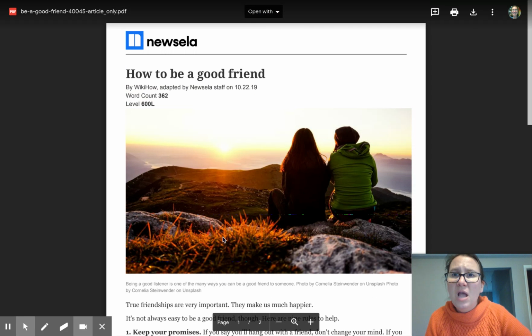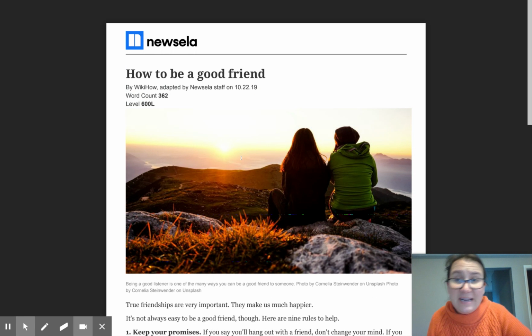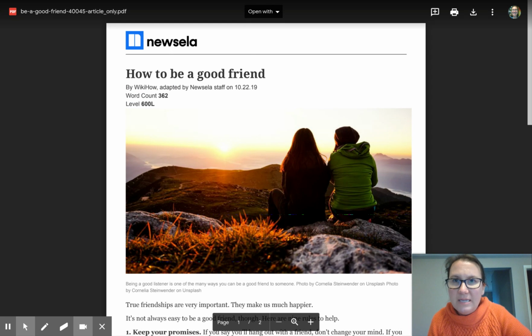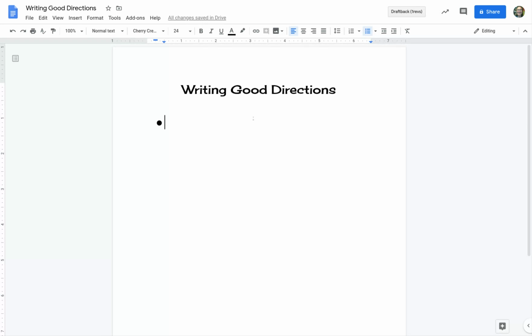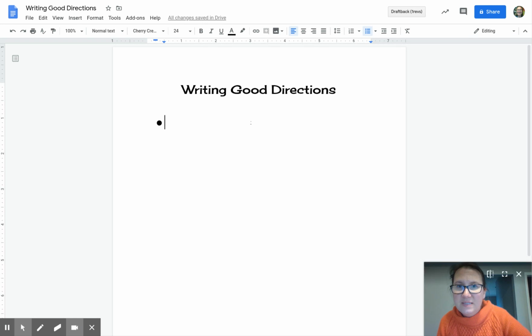Interesting. All right, what I want you writers to do is to get out your writer's notebook. I'm going to attempt to change screens. All right. So now you should be looking at writing good directions. And this is what we need to think about.